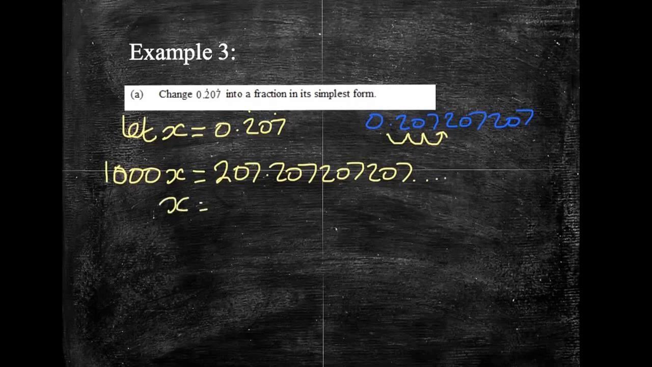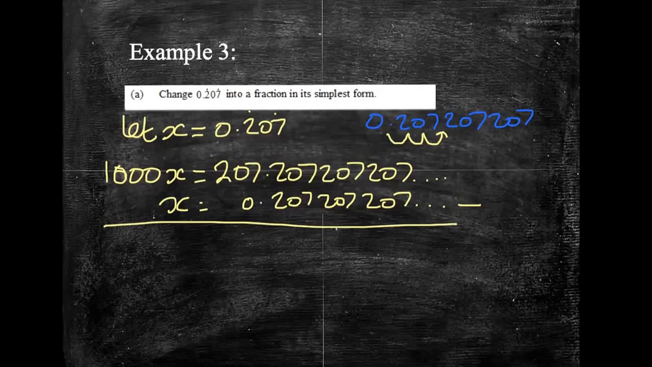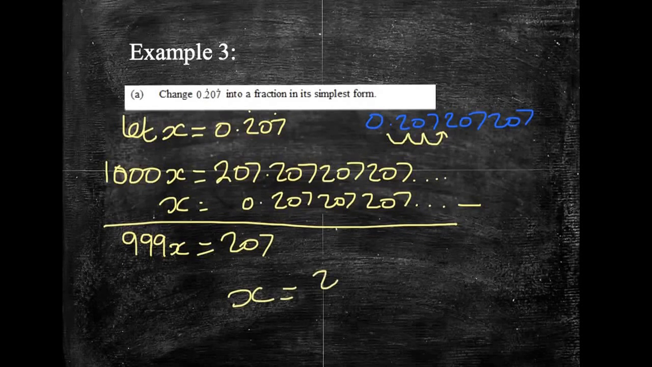X was 0.207, 207, 207. Notice again what I've done here. I've lined up my units, so the 7 unit and the 0 unit, I've lined up my decimal point and I've lined up all the numbers. When I take one away from the other, I get 999x equals 207. Rearranging, x equals 207 over 999.